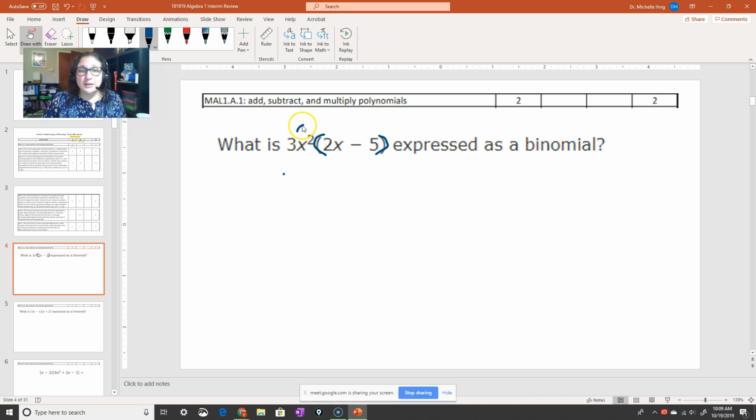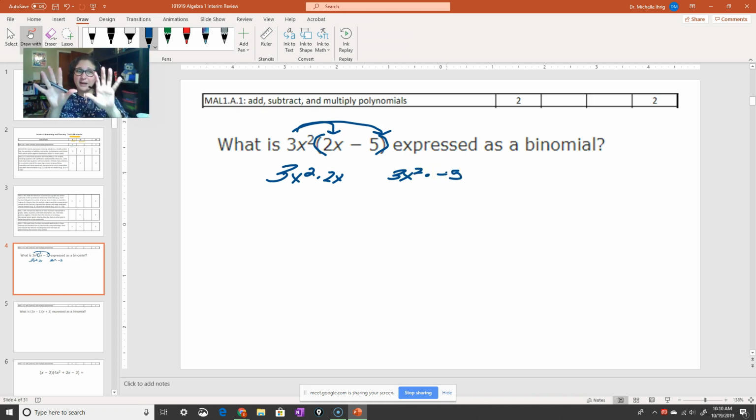So for example, here I'm going to take the 3x squared and I'm going to multiply it by 2x. But if I multiply it by 2x, it's kind of like I'm ditching the -5. And we don't do that. In multiplication and in mathematics, everything has to be balanced and equal. So if we do 3x squared times 2x, we also have to make sure that we do the 3x squared times the -5. And that will allow us to make sure that everything stays balanced the whole time.